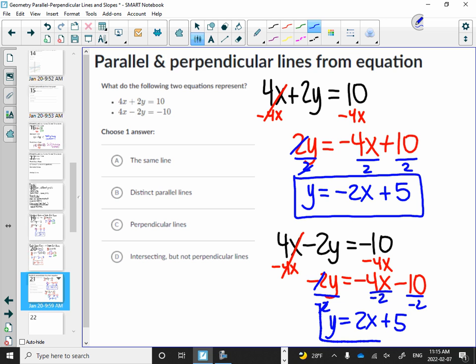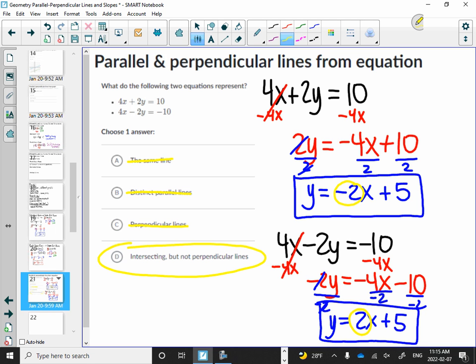Now, when you look at their slopes, are those the same? They're opposites, but are they reciprocals? No. So they don't have the same slope. They're definitely not the same line, right? Pretty close. Not quite, though. Distinct parallel lines? Do they have the same slope? No, it's not that. Do they have opposite reciprocals? No, they're opposites, but not reciprocals. Therefore, just regular intersecting lines.